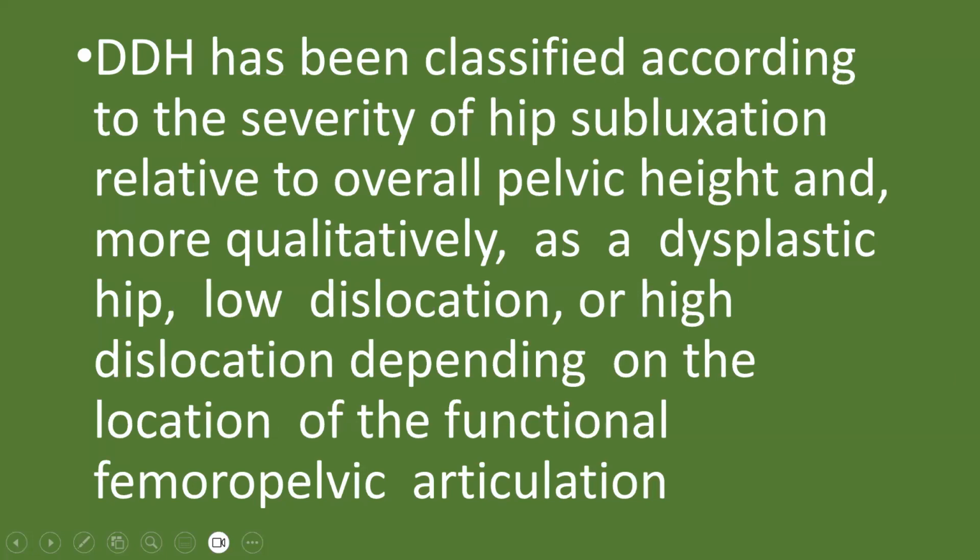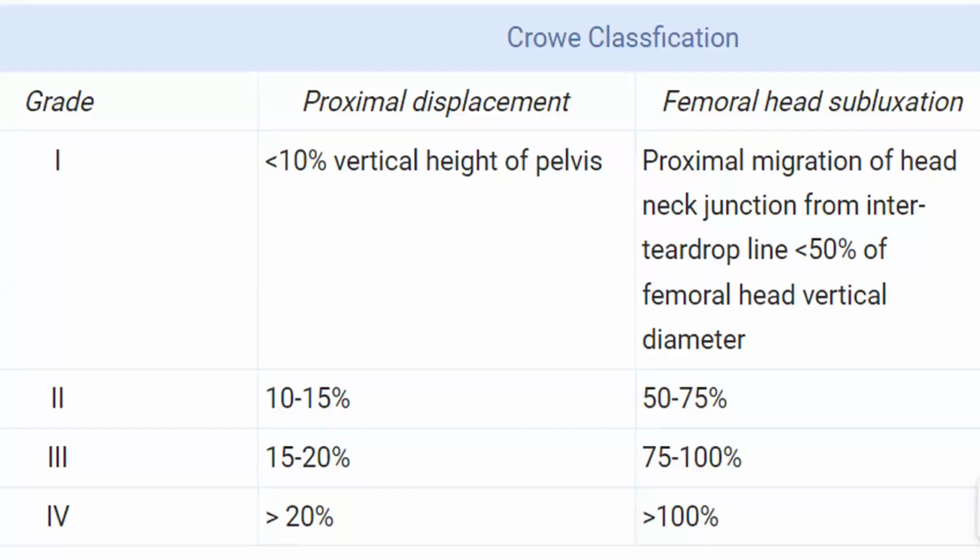DDH has been classified according to the severity of hip subluxation relative to the overall pelvic height and, more qualitatively, as a dysplastic hip, low dislocation or high dislocation, depending on the location of the functional pelvic articulation. You have to know these two classifications.